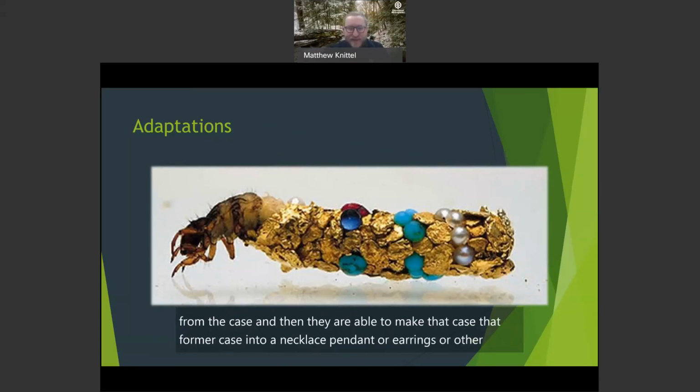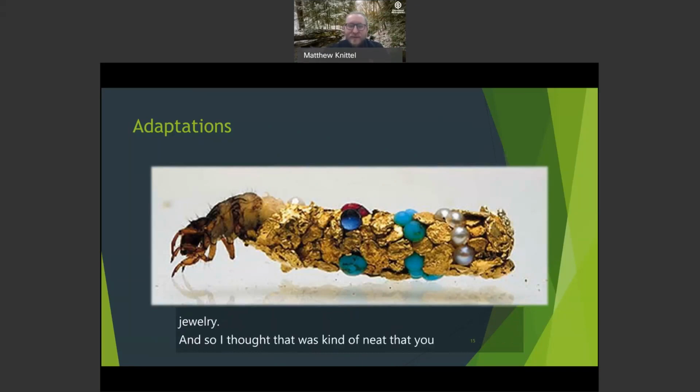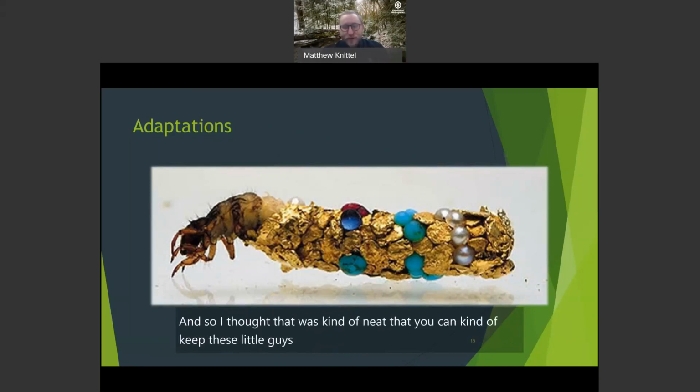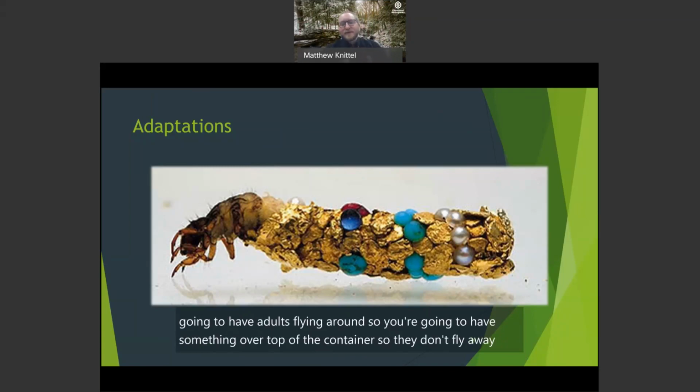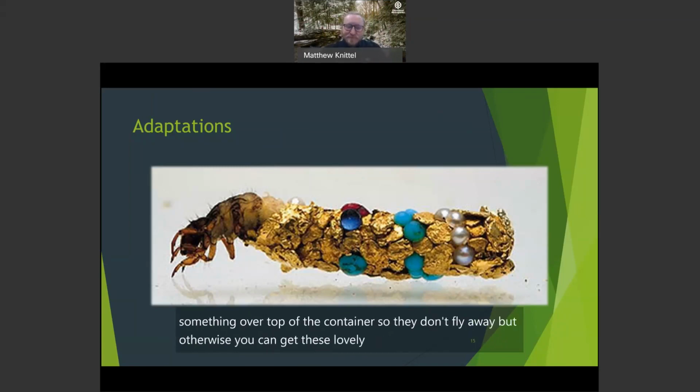And so I thought that was kind of neat that you can keep these little guys happy. And eventually they're going to mature and evolve, and so you're going to have adults flying around. So you're going to have something over top of the container so they don't fly away. But otherwise, you can get these lovely little cases made here.